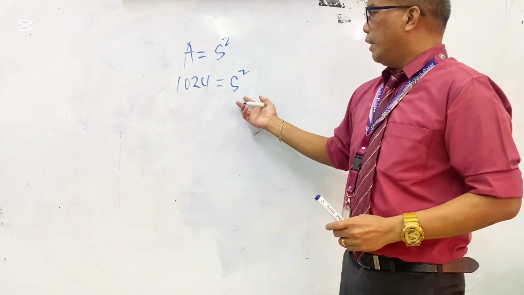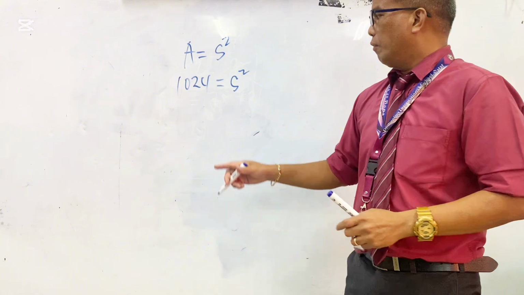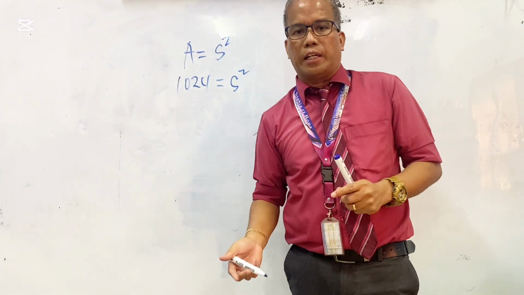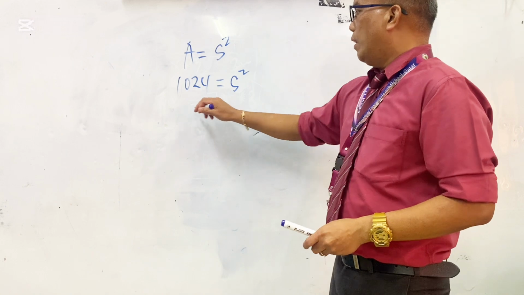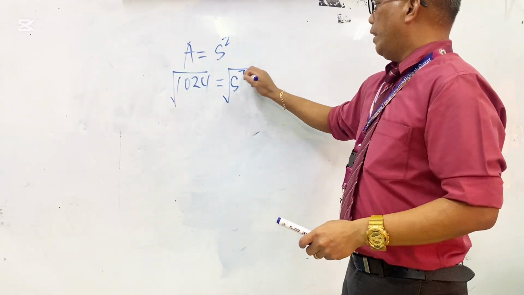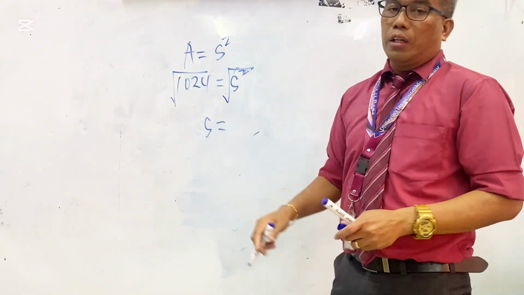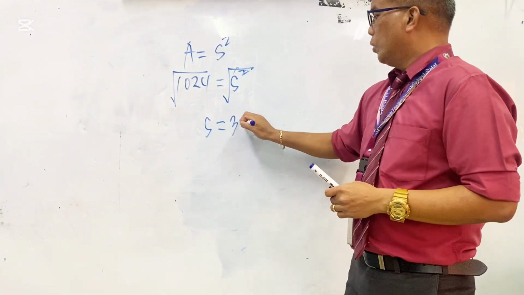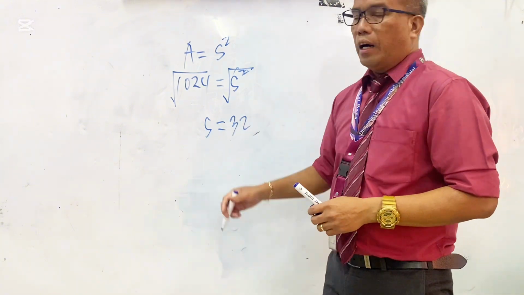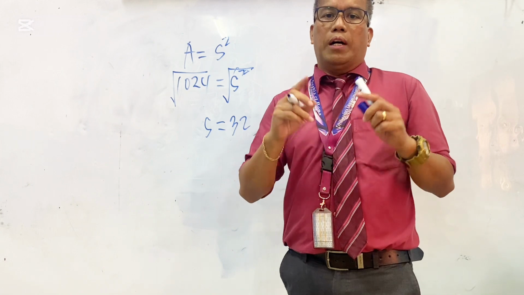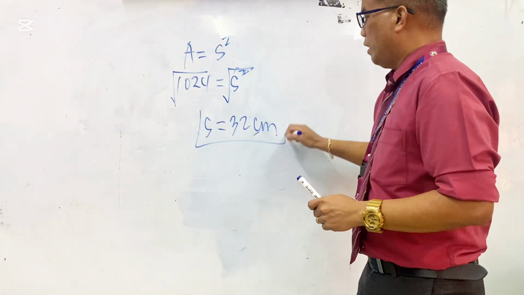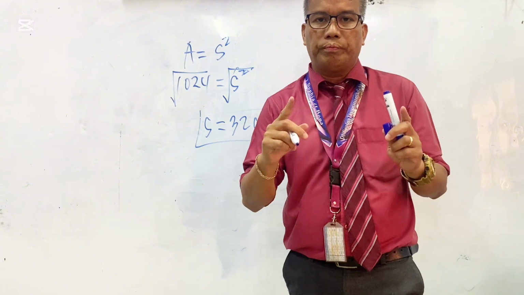Then we can apply extracting square root here to find the side. By the way, the s represents the side of a square. So we have now extracting square root. We have s is equal to the square root of 1024, which is 32. So therefore, the side of the square is 32 cm. So this is now the answer.